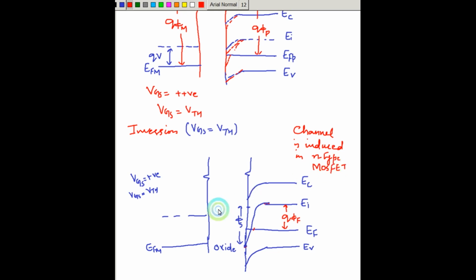Now, let me first complete the diagram. Since the bands have bent down, the Fermi level has been raised. Therefore, the edge of the oxide along the substrate will be pulled high, and along the metal will be depressed, so that again the metal work function and the semiconductor work function value remain the same. Just extend it a bit. And here it is Q phi P or Q phi S. So it's from here to here, right?